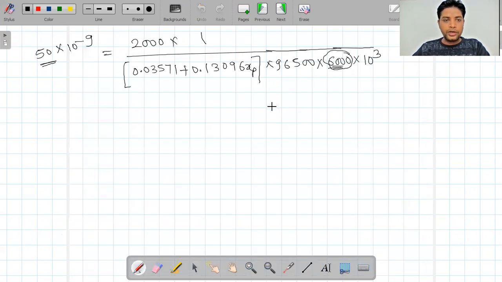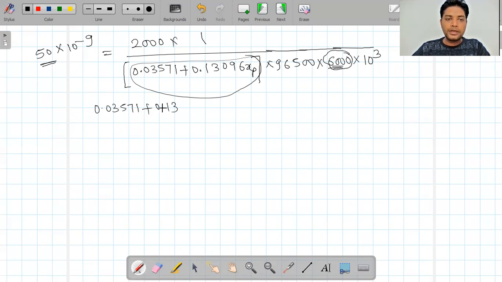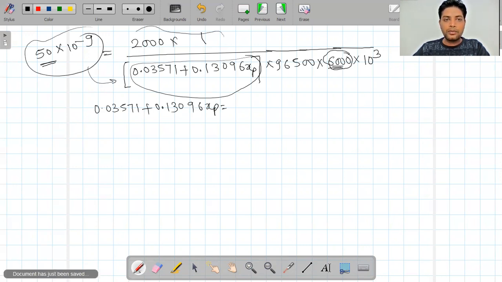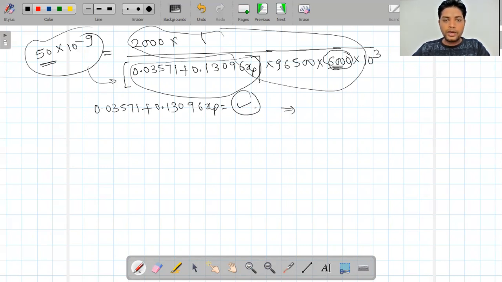When you calculate this one, you can keep this value over here in this direction, that is 0.03571 plus 0.13096 into xp, and you can keep this value on the side and multiply and divide over here. Whatever value you get from here, just put the value over here, and xp will be equal to 0.2548.